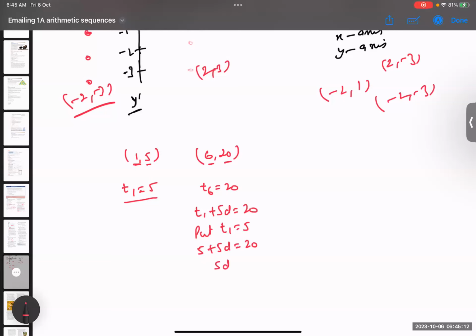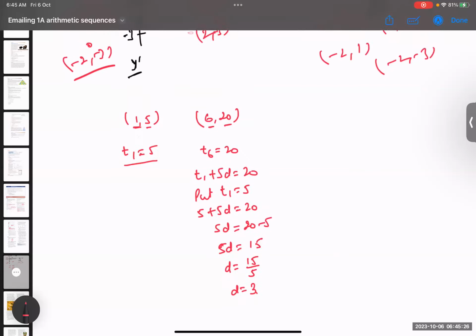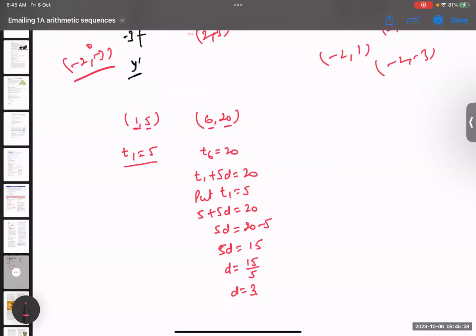First I will take 5 to the other side. It will become 20 minus 5. 5D becomes 15. D becomes 15 by 5, which is 3. So D is 3. So the first term is 5 and the common difference is 3. One thing we know. Is it clear?